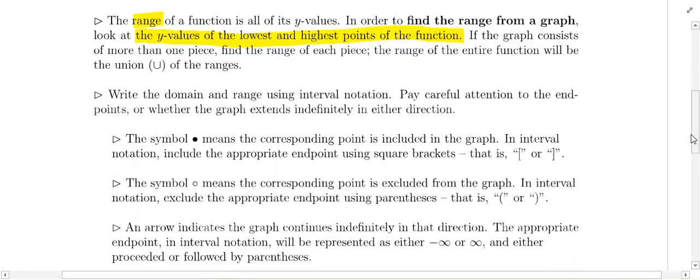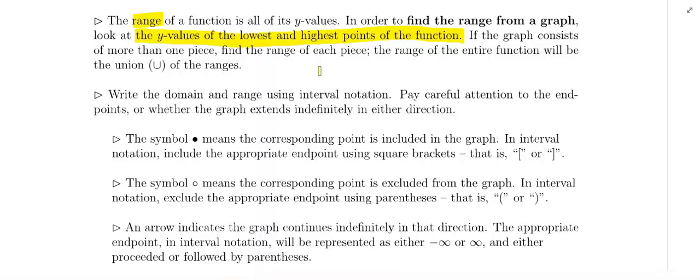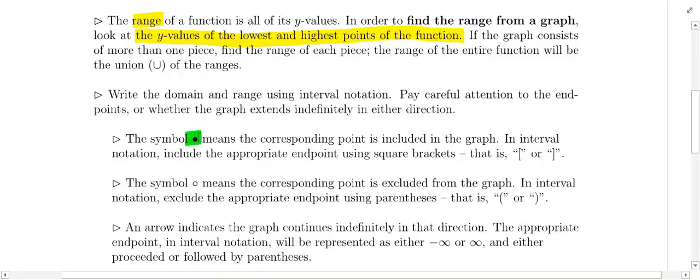You're going to write the domain and range using interval notation. Pay careful attention to endpoints, or whether the graph extends indefinitely in either direction. The symbol closed circle means the corresponding point is included in the graph. In interval notation, include the appropriate endpoint using square brackets, that is, left bracket or right bracket. This is important. We've already seen this. Closed circle means the point is included, and you should use square brackets.